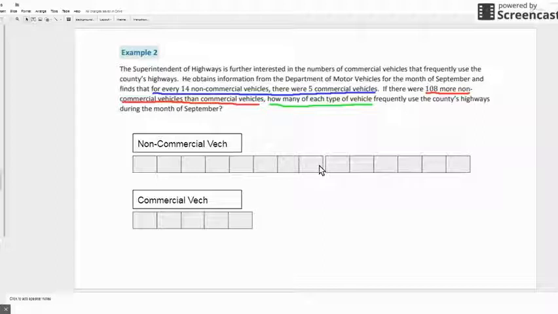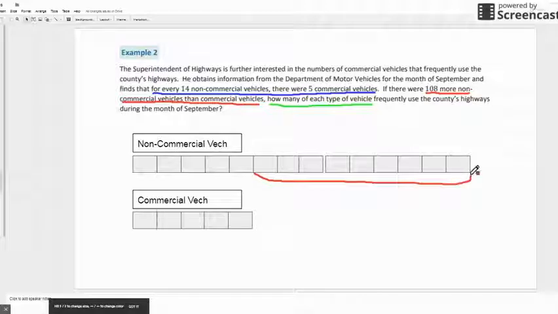This is very important for what we're about to do, because of the piece of information I underlined in red: 108 more non-commercial vehicles use the highway. This extra part here indicates 108. I'm going to use red to connect them together. So from this point all the way over to this point indicates that there's 108 cars here, or 108 non-commercial vehicles.